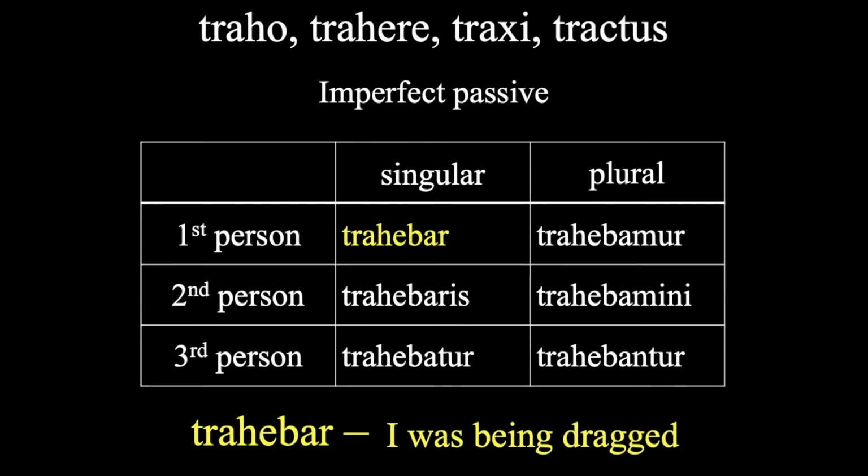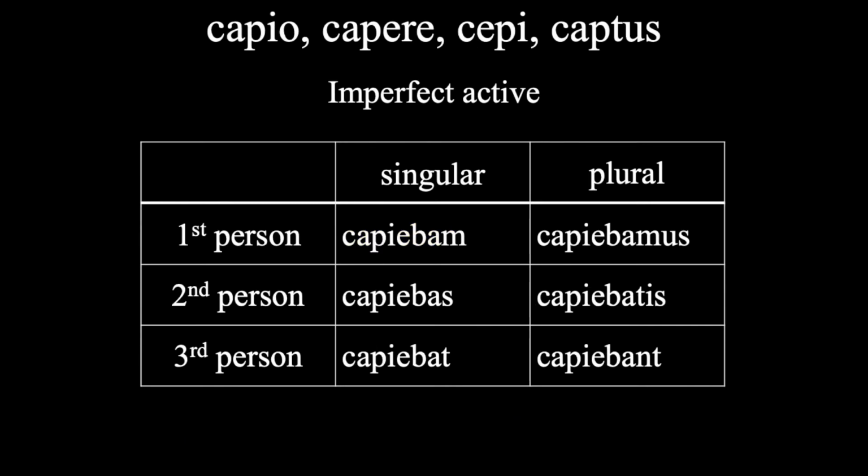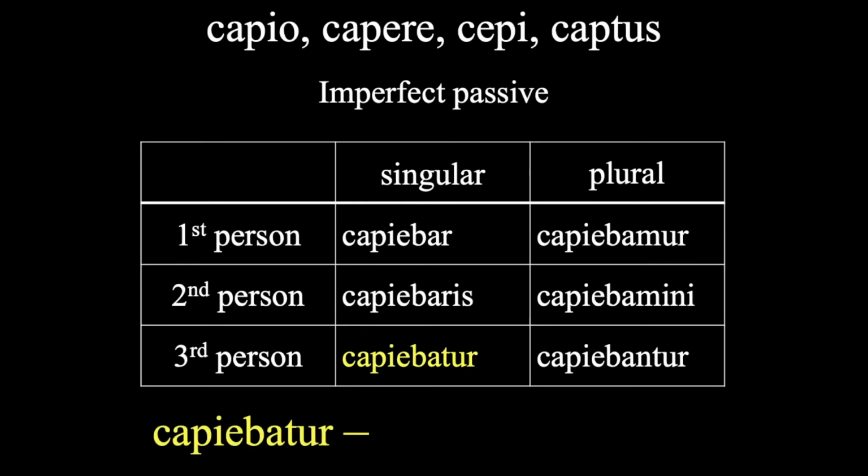Okay, now we're going to see a third conjugation IO example. Here we have capere, meaning to take. You should recall that verbs that end in IO in the first principal part have an IE before the imperfect ending, and that still applies. So in the imperfect active, we have capiebam, capiebas, capiebat, and so forth. The passives will be capiebar, capiebaris, capiebatur. We still have the IE, just like before, and we still have the BA in there to indicate that it's imperfect. The third singular, capiebatur, will translate as it was being taken.